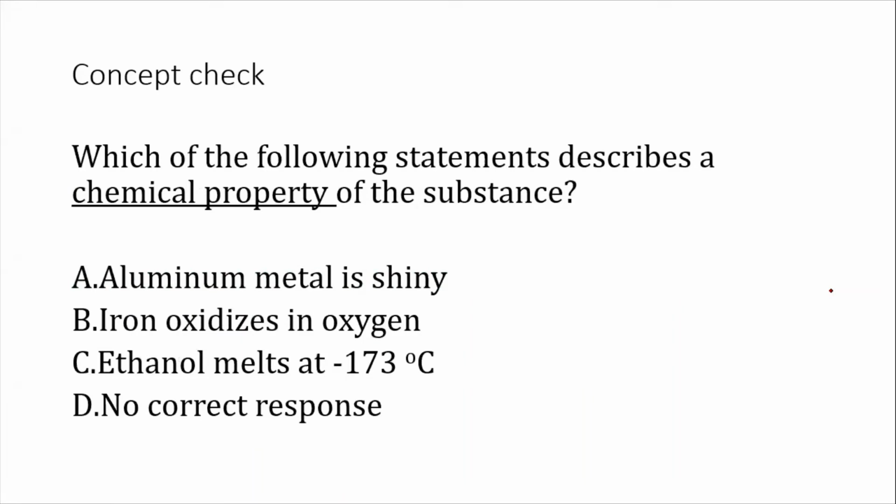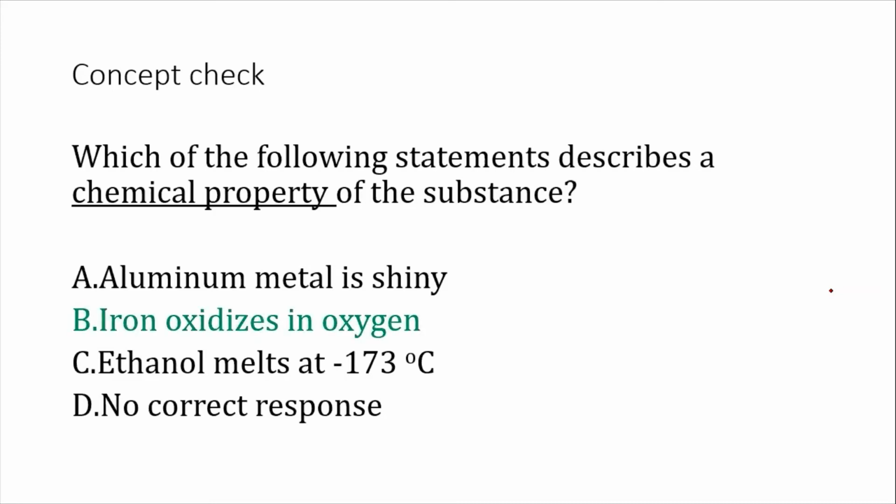Let's do another one. Which of the following statements describes a chemical property of the substance? A: Aluminum metal is shiny. B: Iron oxidizes in oxygen. C: Ethanol melts at negative 173 degrees Celsius. Or D: no correct response. So again, chemical properties involve how matter reacts, and physical properties involve the physical characteristics of the matter.